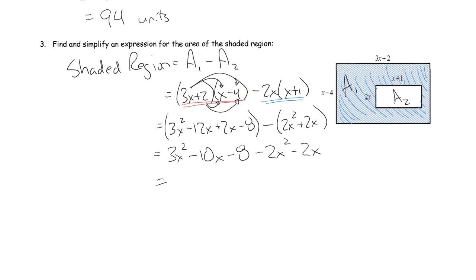I've got 3x squared minus 2x squared. That's going to be x squared. Negative 10x minus 2x is going to be negative 12x. And then I've only got the one constant, that negative 8. So it just kind of sits there. And this is going to be x squared minus 12x minus 8 units squared, whatever those units happen to be for this particular question. So yeah, just a few application questions where we're using polynomials to talk about area and perimeter a little bit.